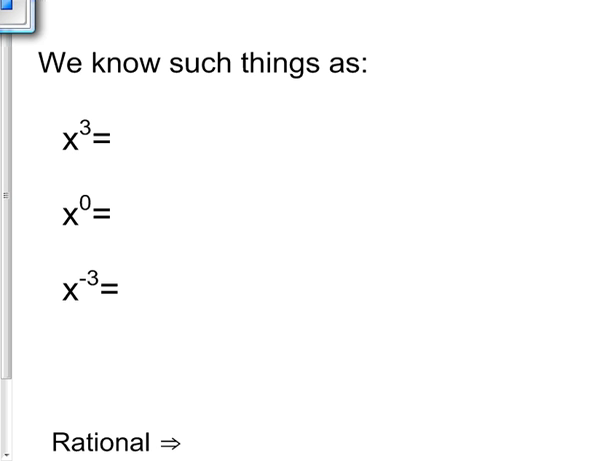Okay guys, when we have something like x cubed, how in our simplest form can we write that out? X times x times x. Right. When we have something to the power of 0, what does that mean? That's 1. Anything raised to the power of 0 is just 1.